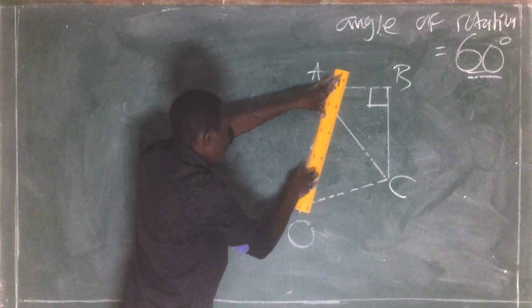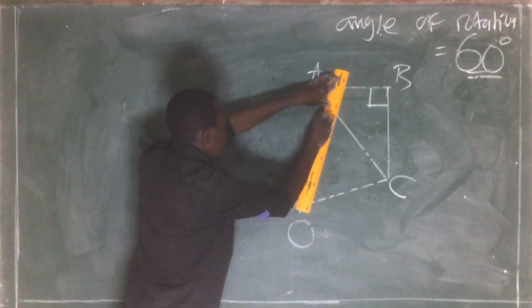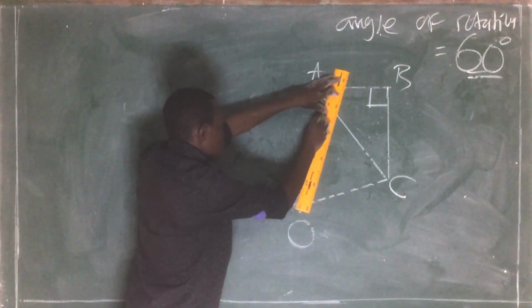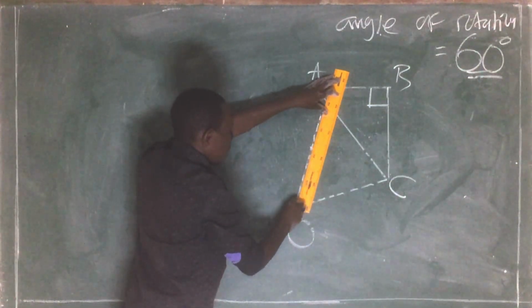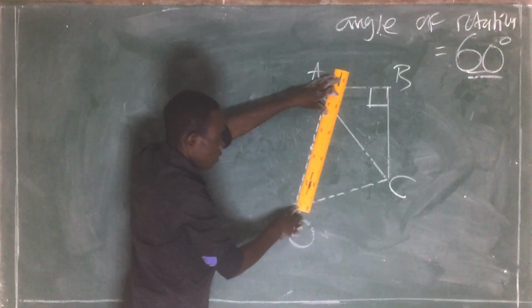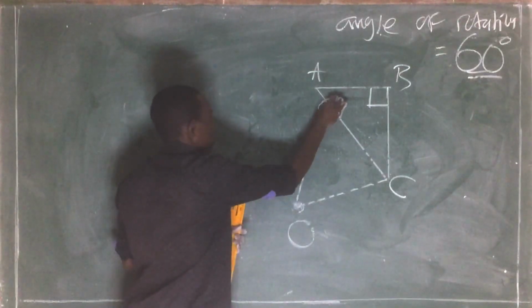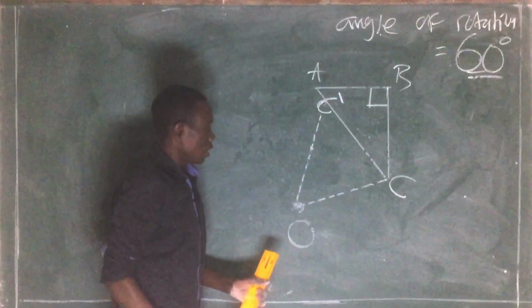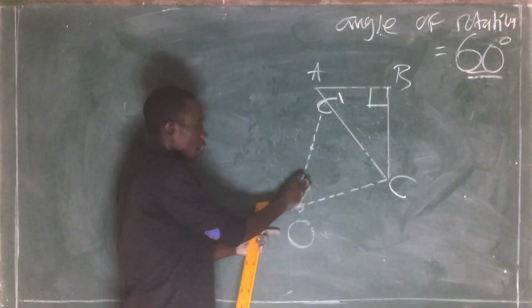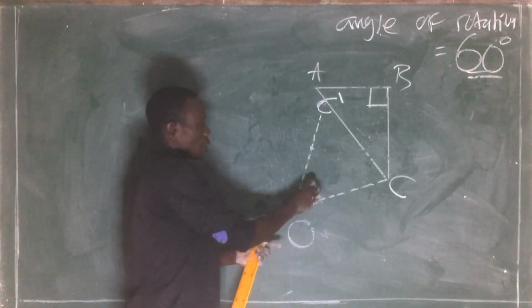Let me also have this one dotted, like this. It begins from here and goes like this. Right. So the distance from here up to that is the distance from here up to that. It means my C is here. So this is C prime. This angle here is 60 degrees. Right.